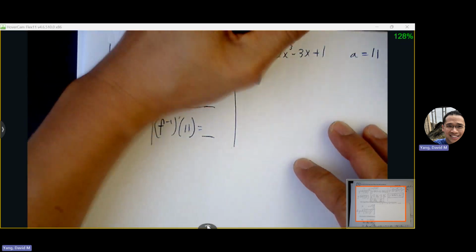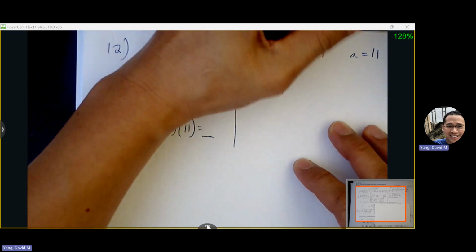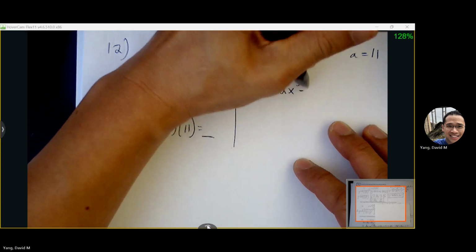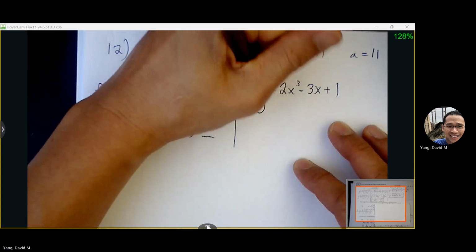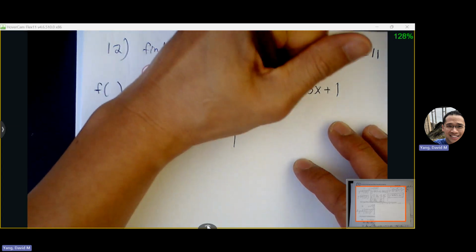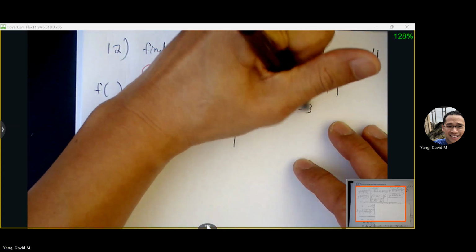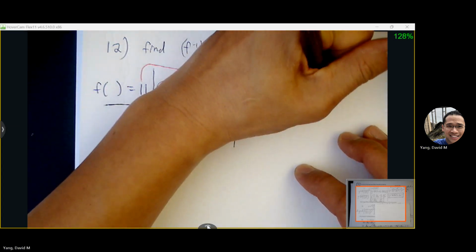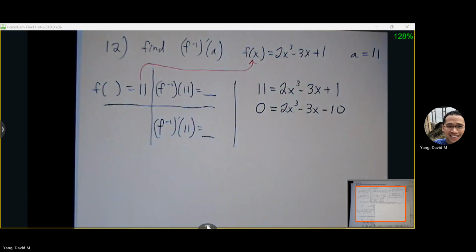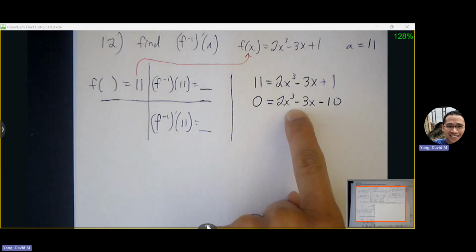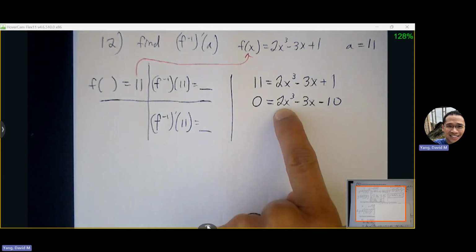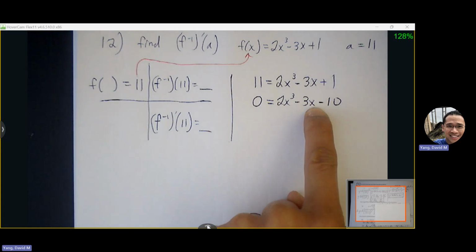Okay, so we can set 11 equal to our function. Bring everything over to one side. And this is not factorable, but we can use guess and check until we get to our answer for x.